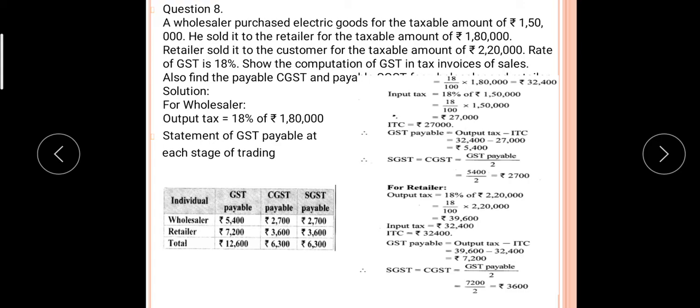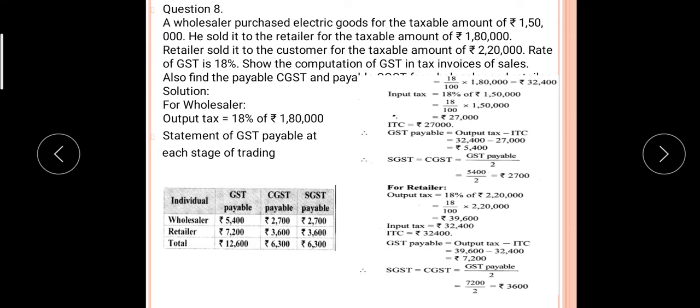A wholesaler purchased electric goods for the taxable amount of 1,50,000. He sold it to the retailer. Now here a chain is given: wholesaler, retailer. The amount is 1,80,000. The retailer sold it to the customer, taxable amount 2,20,000. All these three are different. At what value are they? Input tax is calculated on the purchasing value, and output is always on selling. Rate of GST is always the same for the chain. Show the computation of GST in the invoice. Means we have to write it in the invoice.